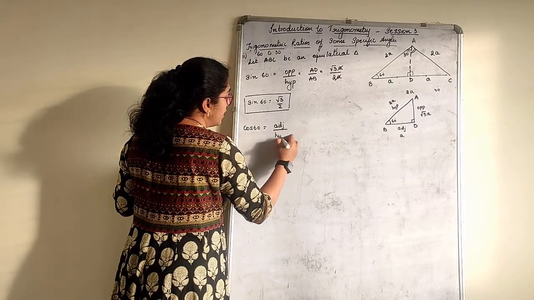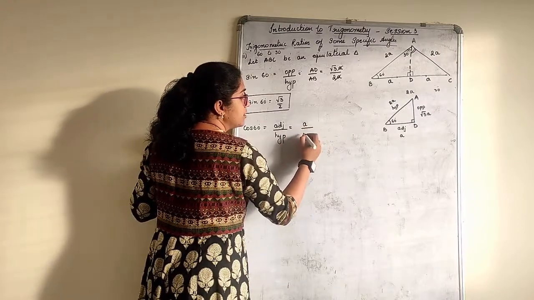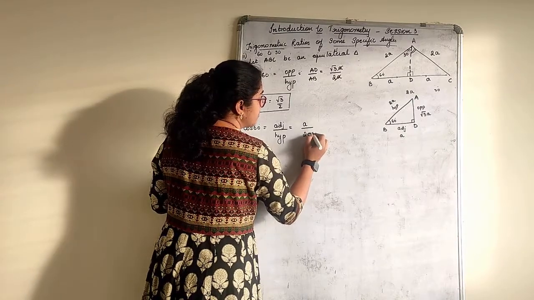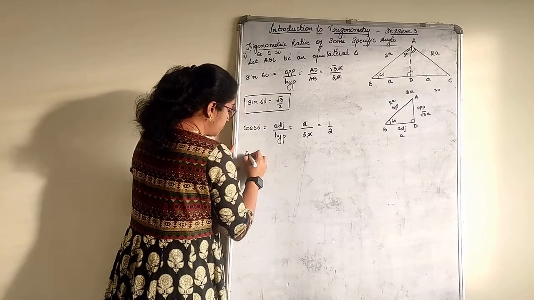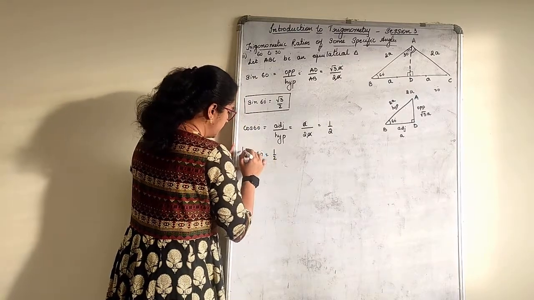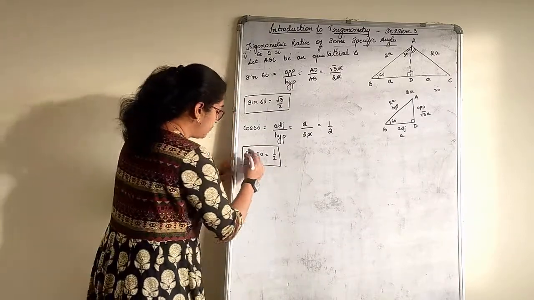Adjacent upon hypotenuse. What is adjacent? A. Hypotenuse is 2a. So cos 60 is 1 by 2. Done. Sine and cos values are done. Our work is very simple now.